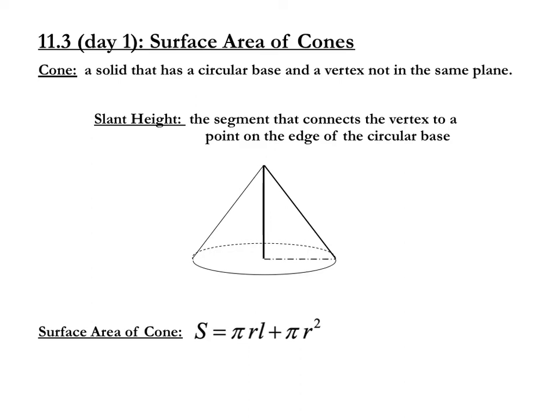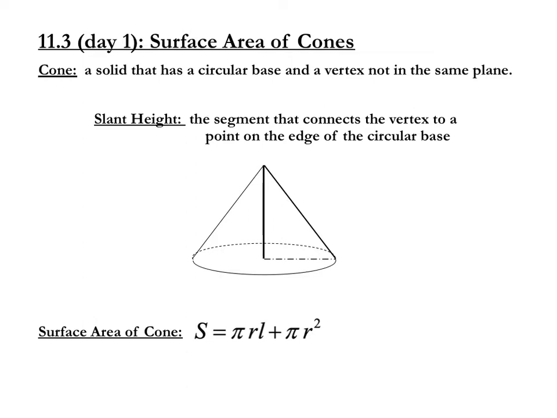Right, here is the next shape that we're going to work on finding the surface area of. We're looking for the surface area of a cone. A cone is a solid shape that has a circular base, but then it comes to a vertex, which is not on the same plane as the base. So it's always going to come up to a point. Think of it as an ice cream cone or a party hat. That's the kind of shape we're looking at for a cone.